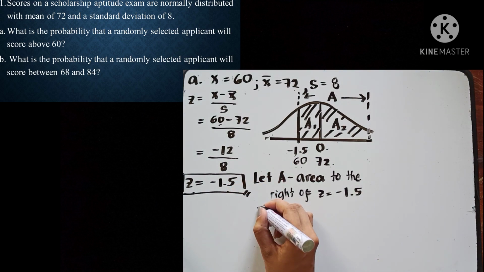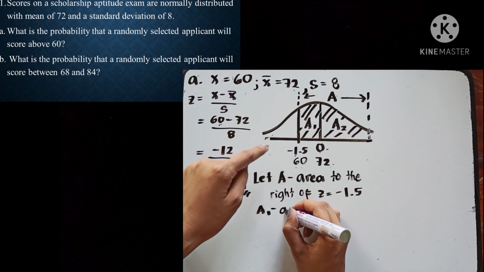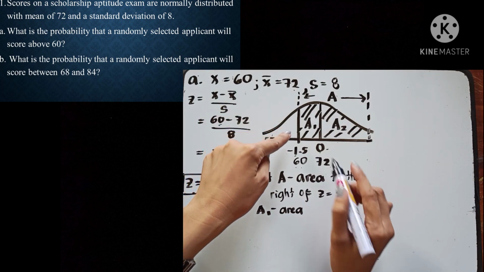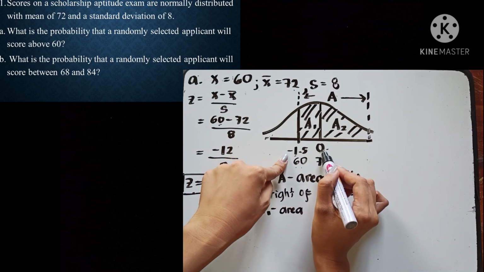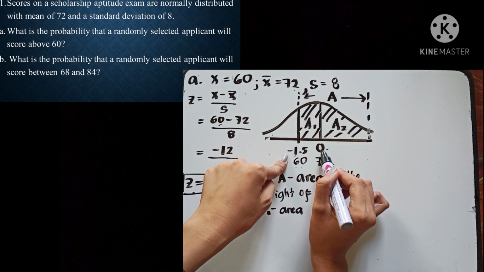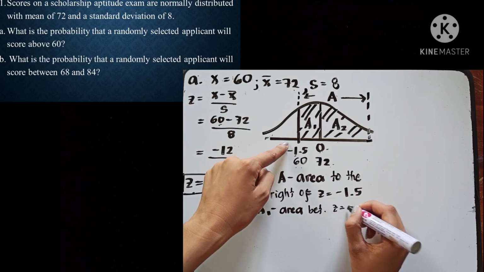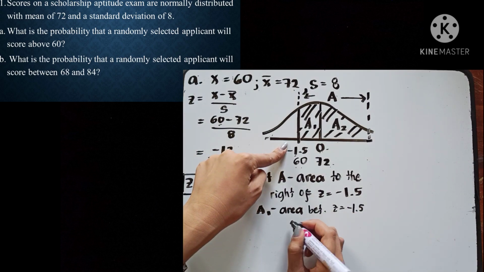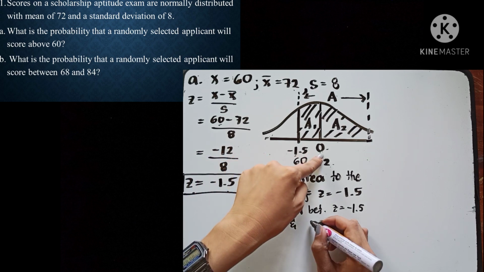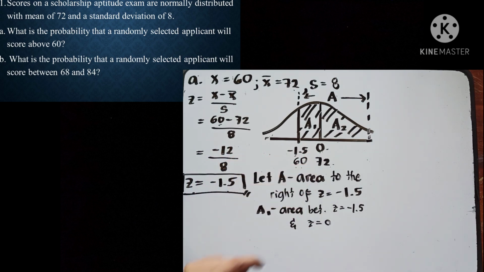Okay? How about our A sub 1? Ang A sub 1 natin is area, A sub 1 ko, from negative 1.5 papunta kay 0. Okay? So, area between z is equal to negative 1.5 and z is equal to 0. Okay, so next, A sub 2.